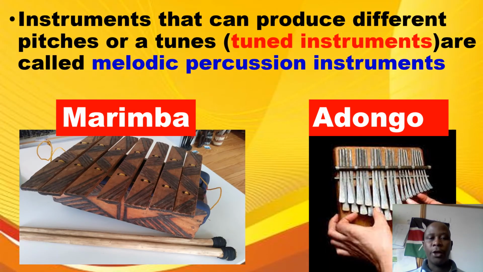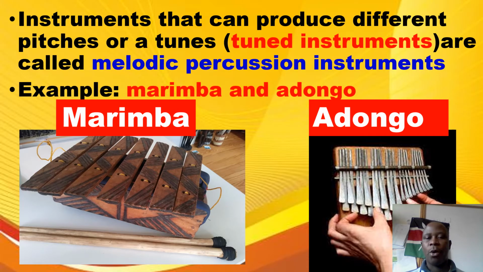Instruments that can produce different pitches or tunes are called tuned instruments. They are also called melodic percussion musical instruments. Examples: you have marimba and you have adongo. Those are the instruments that produce the melody or the tune.